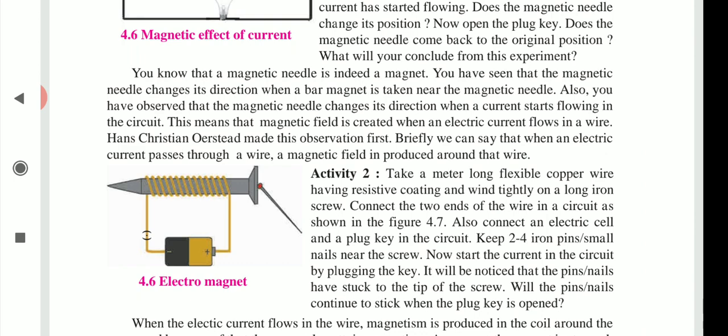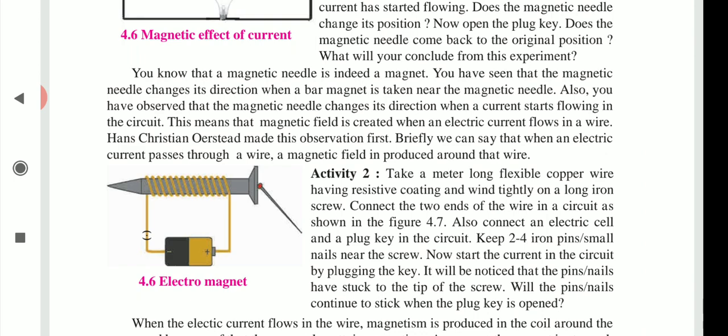Now start the current in the circuit by plugging the key. It will be noticed that small pins have stuck to the tip of the screw. Will the pins or nails continue to stick when the plug is open?